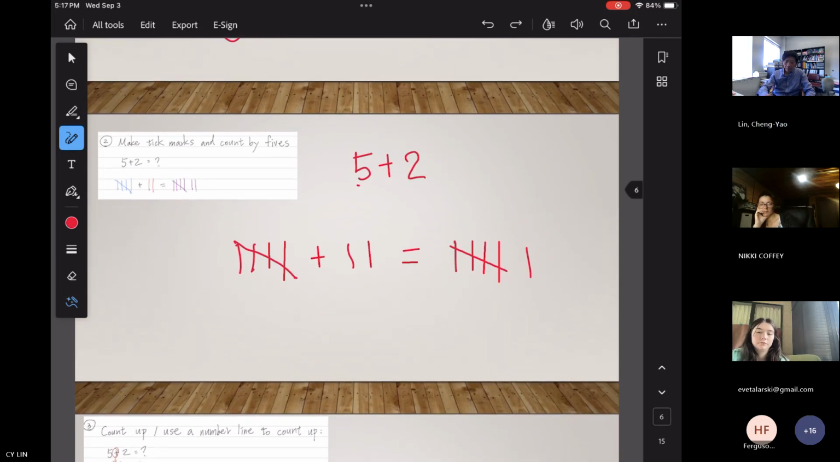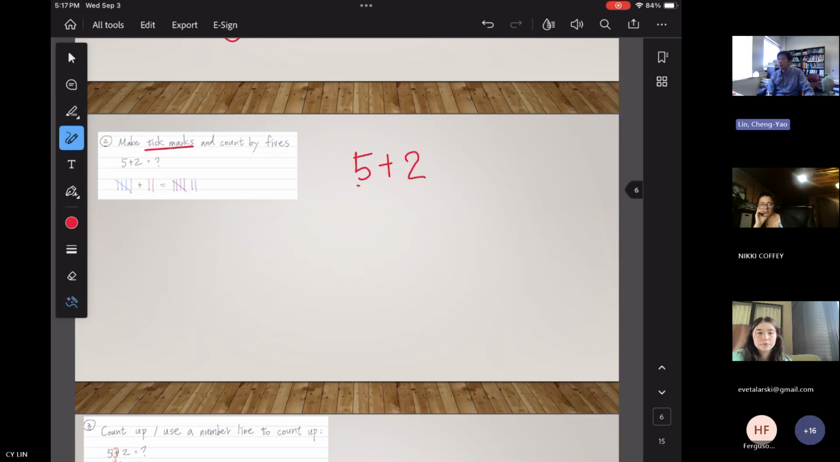Now, this is a US classroom. We use tick marks. But what about a new immigrant student coming from Asian countries that do not use the tick marks, but they have a similar one, right?